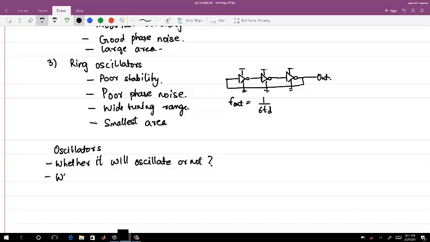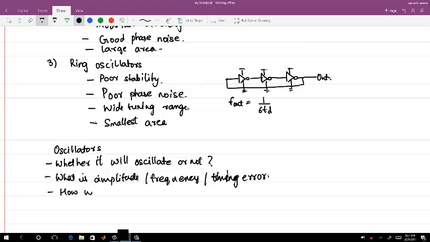Then, what is the amplitude, frequency, and all the parameters? Amplitude, frequency, phase noise or jitter, or timing error in oscillation. And the question is how wide the tuning range is if it oscillates. The next questions below all depend on first whether the oscillator will oscillate or not.